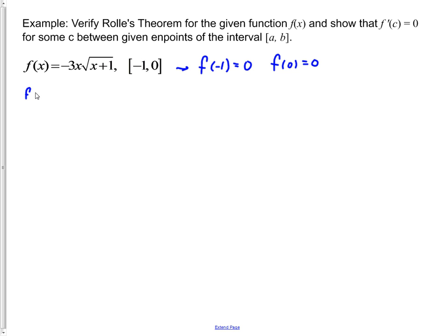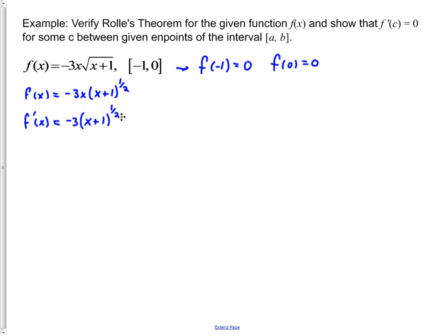We should rewrite f of x in such a way that it makes it a little bit easier for us to find the derivative. In this case, we're going to have to use a product rule and a chain rule. We've got negative 3x times x plus 1 to the 1/2 power. So when we take the derivative, f prime of x should be a derivative that exists everywhere on the interval between negative 1 and 0, but not necessarily at negative 1 or 0. So if we use our rule, that means it's negative 3, the derivative of x, times x plus 1 to the 1/2 power.